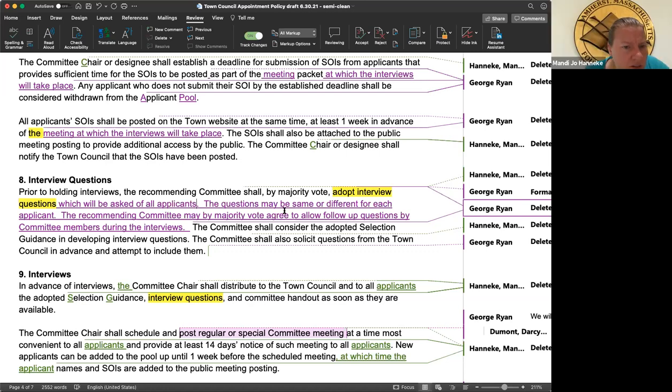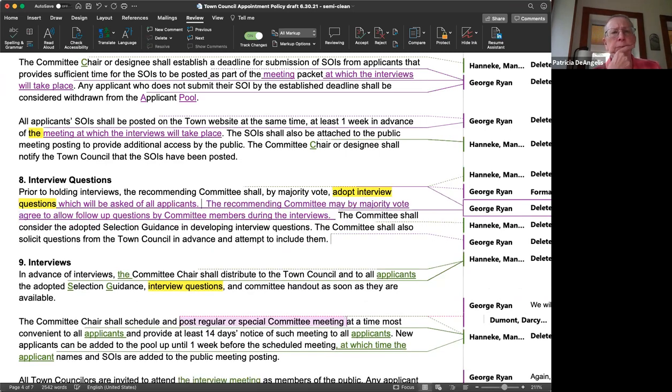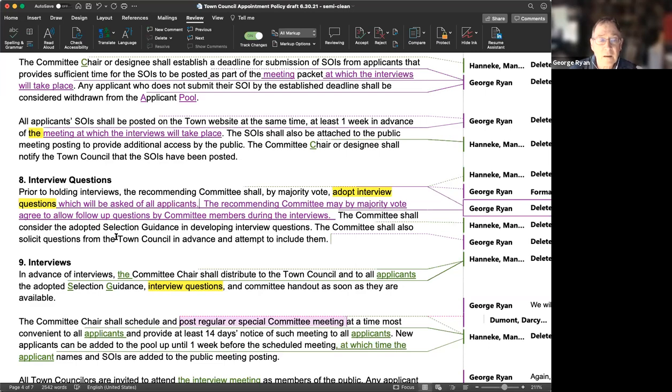Did we agree to get rid of the sentence, the questions may be the same or different for each applicant? I think definitely that has to come out. I think we agree on that. This may raise discussion, depending on how closely people read this, when it finally gets to the council. I'll try to capture it in my report, in terms of what we've been discussing, pro and con. So people satisfied with this? Yeah, we'll go ahead.